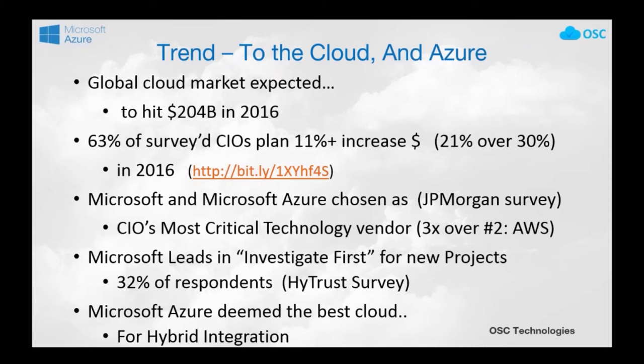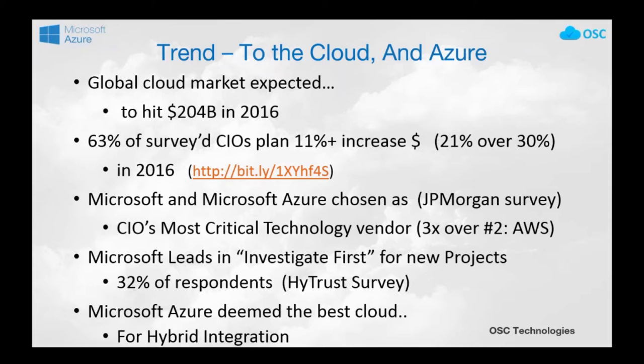What's relevant, and why we at OSC, who are agnostic, work, of course, with Google, with AWS, with the private clouds, is that we're working mostly now with Azure, and there are some key reasons for that. One of them, from a great JP Morgan survey, is that the most critical vendor out there for all these enterprises is Microsoft, and therefore Azure is just the logical adjunct to that.